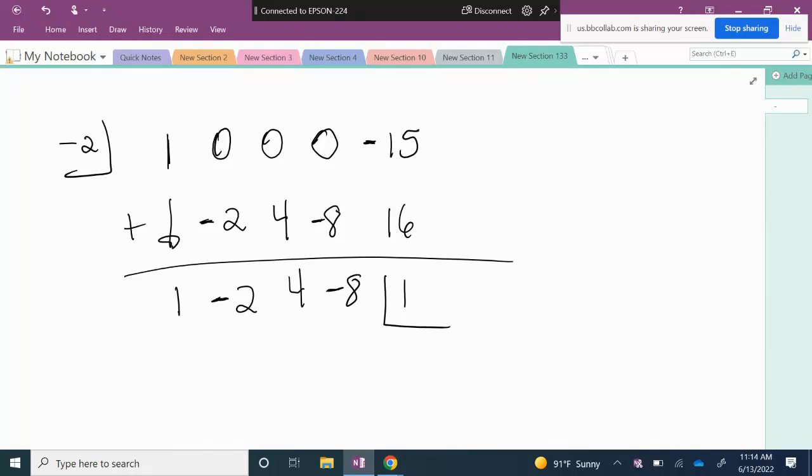All right. So we found the divisor. We listed out the coefficients for the dividend, adding any filler terms, right? Then we used a process. We brought the first number down. We used a process of multiplying and adding.